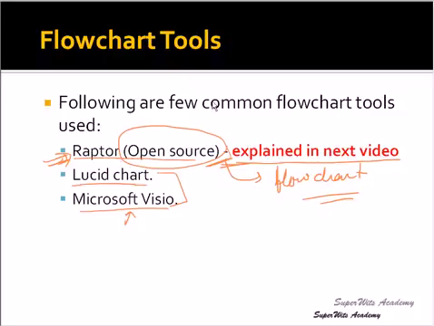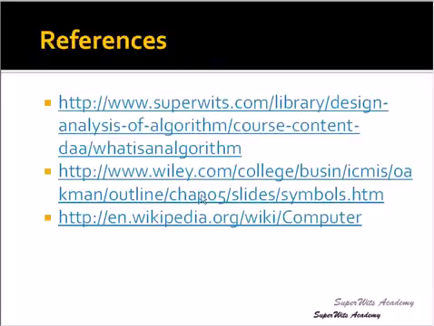So this is what we had. Now I took every material from these references. One is from the same website of our Superbits Academy. It was another course, design analysis of algorithm, and you can check the detailed part of this particular lecture. Then I took some part of my PPT from Wiley. Then I used symbols from there, and then from Wiki, a basic of computers I picked up, right? So you can go to these reference websites and you can check the basic text which I have used in my PPT, right?